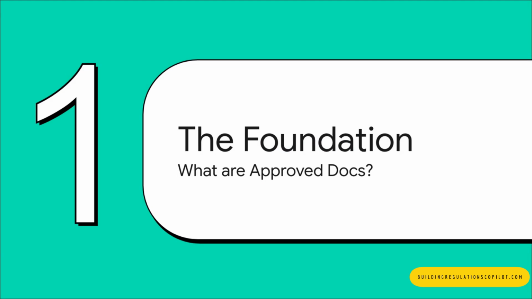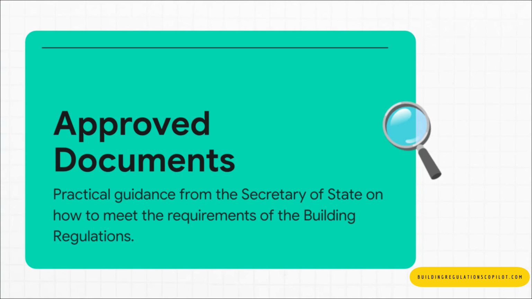But before we get into all the details about toxic substances, we need to lay some groundwork. You hear this term approved documents all the time, but what are they really? Let's get clear on their role in the whole system. Think of it like this. The building regulations themselves are the law. They state what you must achieve. The approved documents, on the other hand, are like the official instruction manual. They give you practical, step-by-step guidance on how you can meet those legal requirements in most day-to-day building situations. They're the government's pre-approved roadmap to getting it right.